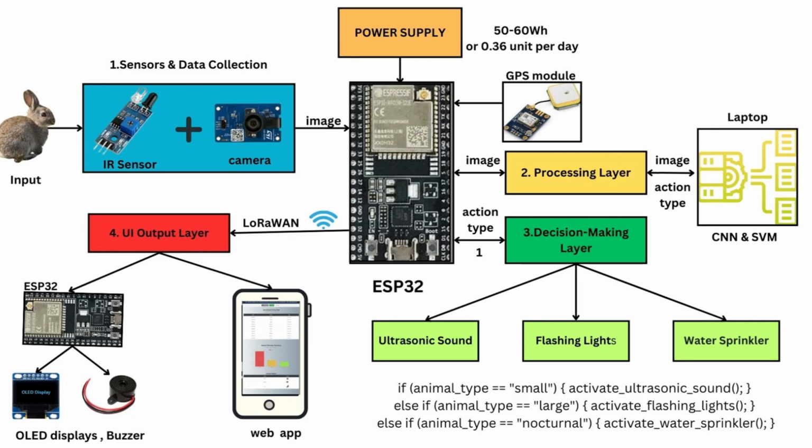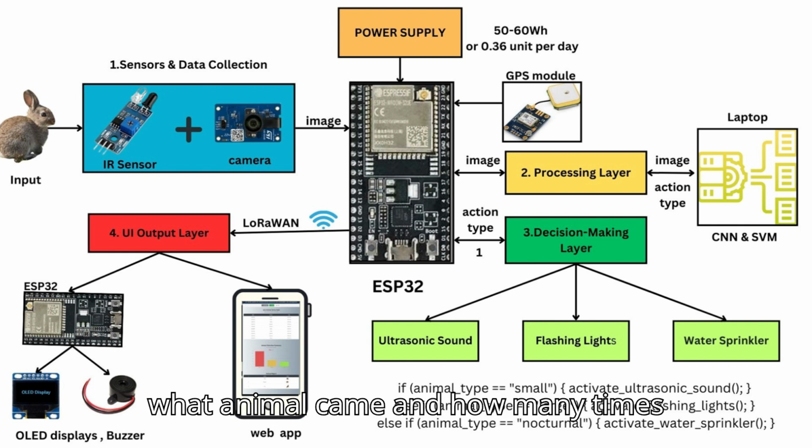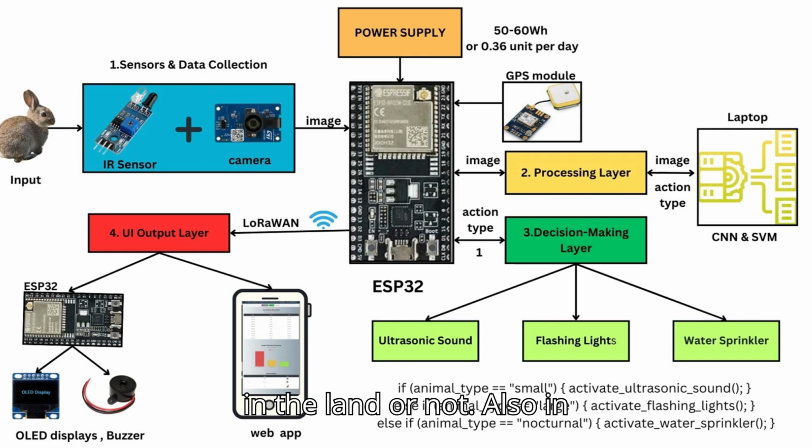Also, we are providing a UI layer where the farmer can use it from the remote area. We provided a web page that shows what animal came, how many times, at what time, and whether the animal is in the land or not. Also, in the farmer's house, we can have an OLED and buzzer connected with the ESP32 so that we can achieve our project successfully.